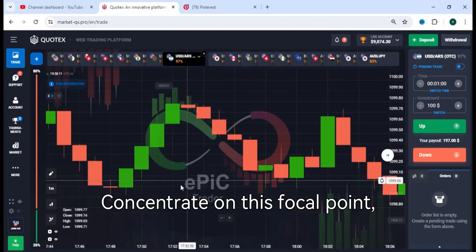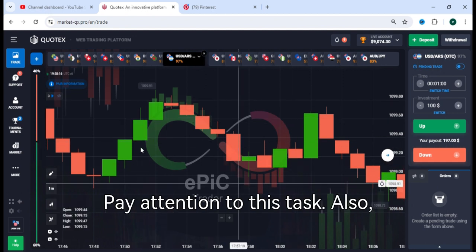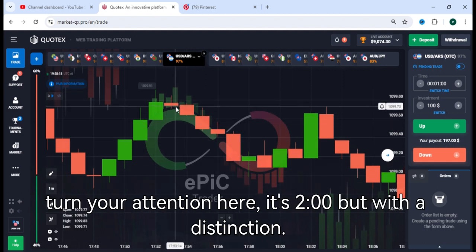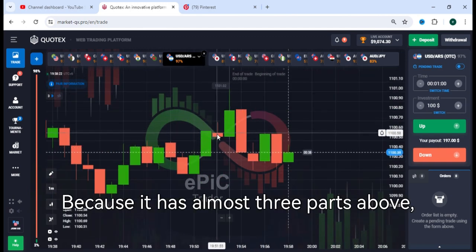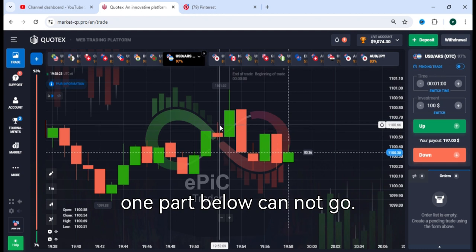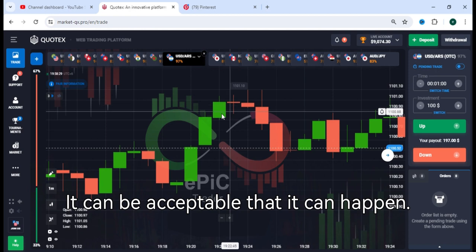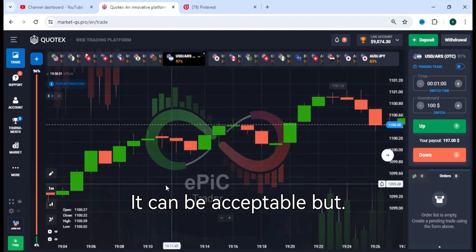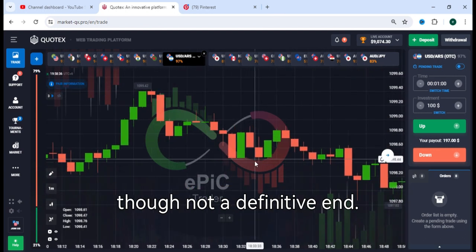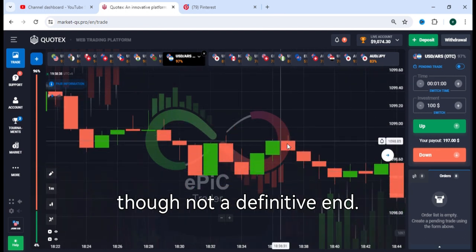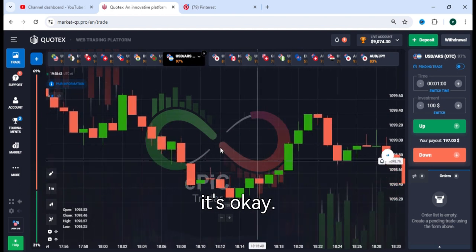Concentrate on this focal point, where there's a down payment in progress. Pay attention to this task. Also, turn your attention here. It's 2 bar, but with a distinction, because it has almost 3 parts above, 1 part below cannot go. Why can this happen? It can be acceptable that it can happen, but this mark signifies a potential market reversal, though not a definitive end. Such is the market's behavior at present.